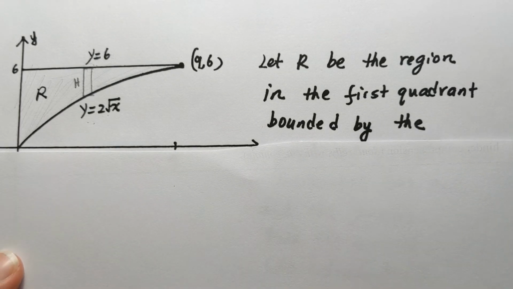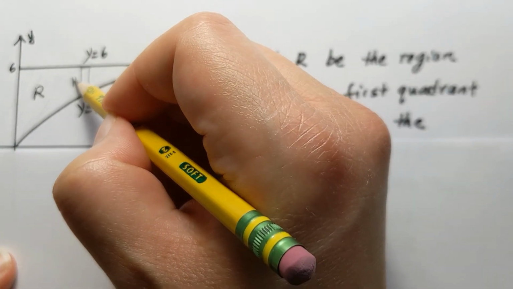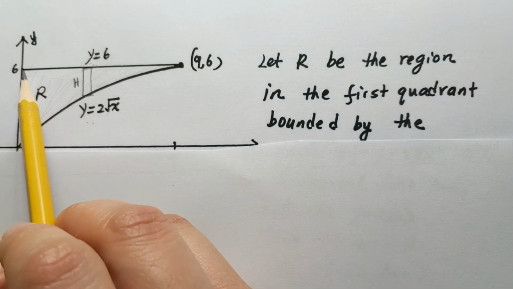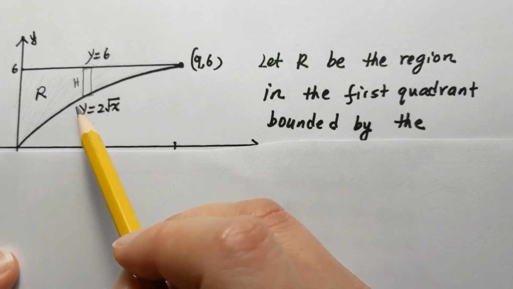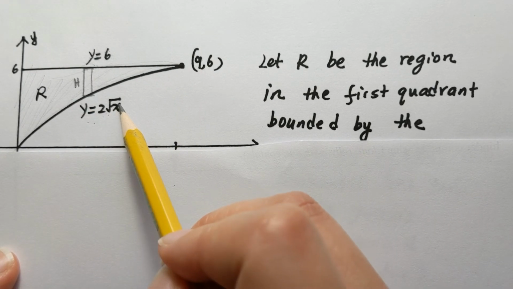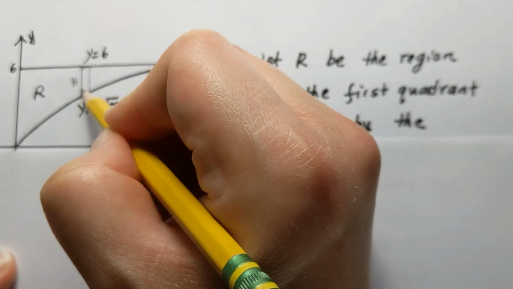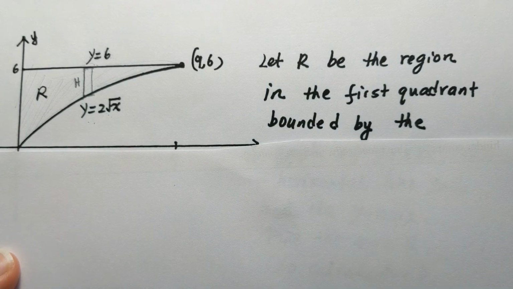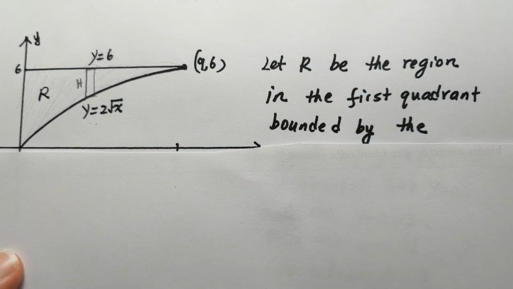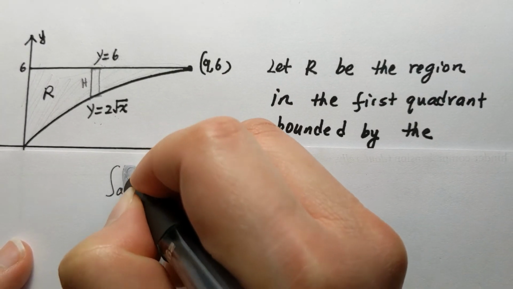So over here we have the area R, and we have the vertical rectangle right here. The height is bounded by the top function y equals 6 and the bottom function y equals 2 square root x. We say that the height is going to be the difference of the top function and the bottom function. So you can write the integral directly, or you can refresh your memory. Okay, so integral a to b.